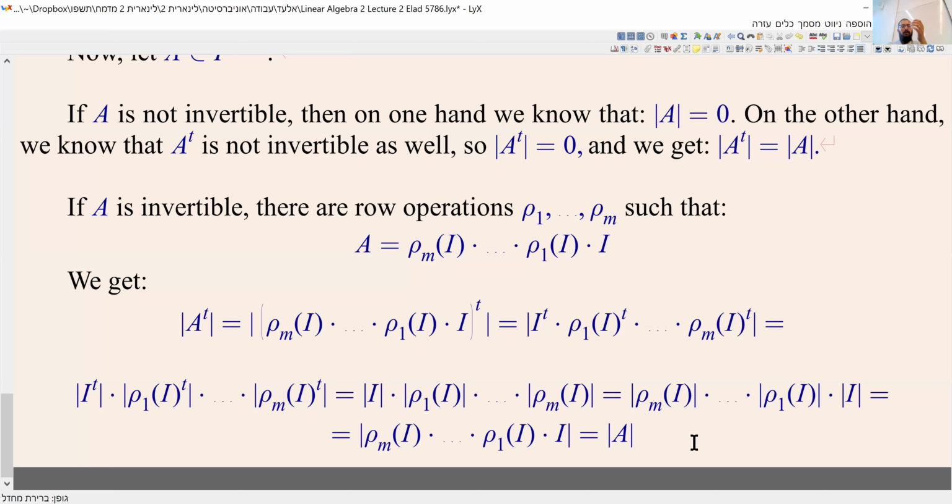I'll repeat it for anybody who will someday watch the recording. We have here, by the way, one can see that A transpose is the elementary matrices of A when you put transpose on each one of them. And of course, changing the order of the multiplication.